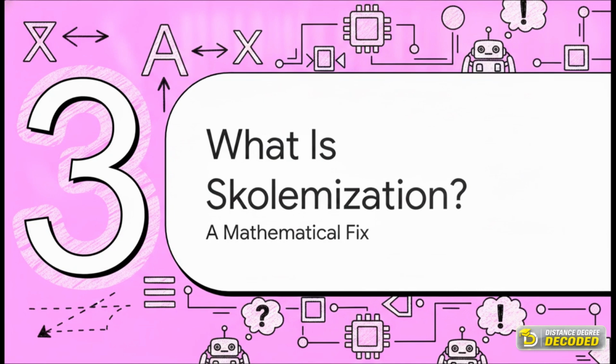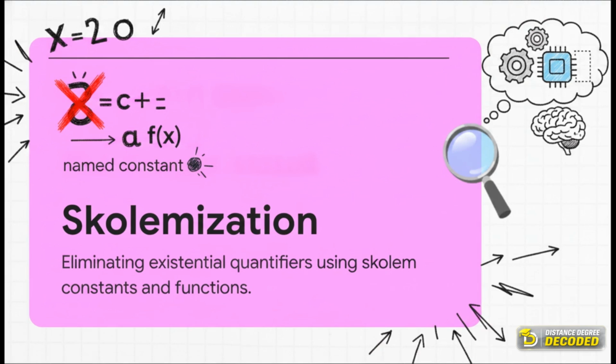Section 3. What is Skolemization? The brilliant mathematical fix. So, Skolemization is a mathematical process that completely eliminates those tricky existential quantifiers, those confusing exists variables. It essentially forces us to give a concrete name or a specific mathematical rule to an unknown. By doing this, we are removing all ambiguity from the equation, meaning the computer can finally process the logic flawlessly.